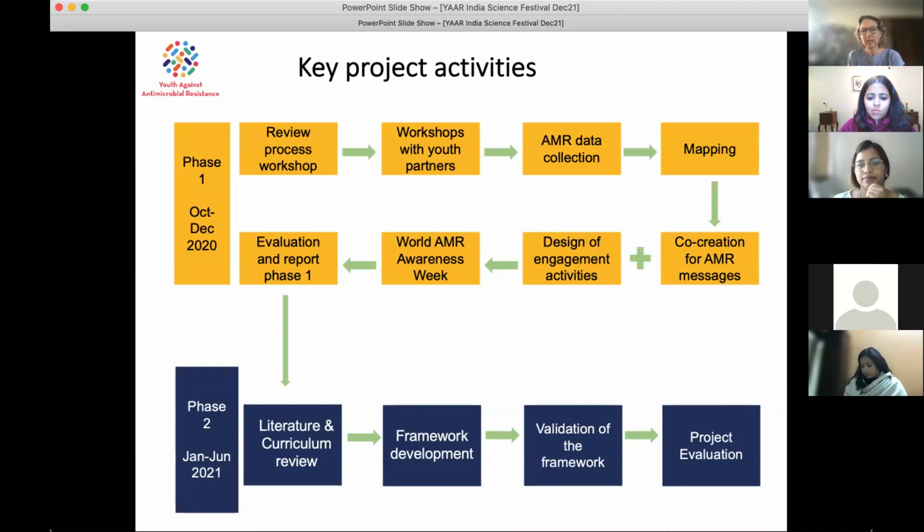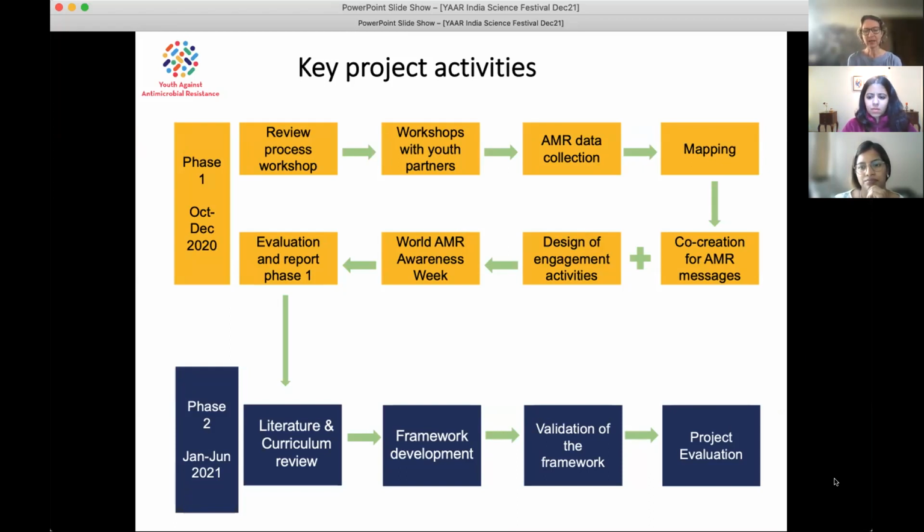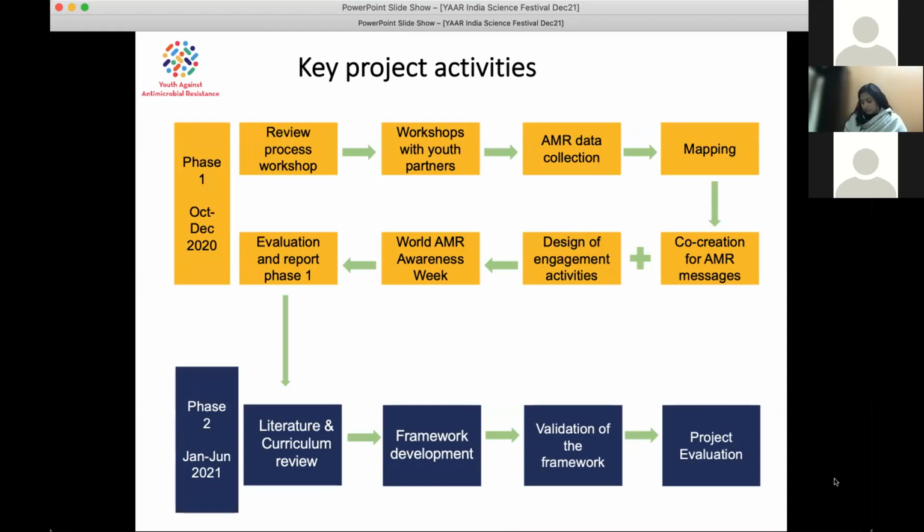So just a summary of the flow of the project activities. Phase 1 was really focusing around World AMR Awareness Week, which was in November, so last year, November 2020. And what we did to work up to that is we set up workshops with young partners. We collected data, or they collected data. We mapped knowledge, and then together with experts, the young people created AMR social media messages and designed engagement activities for that World AMR Awareness Week.